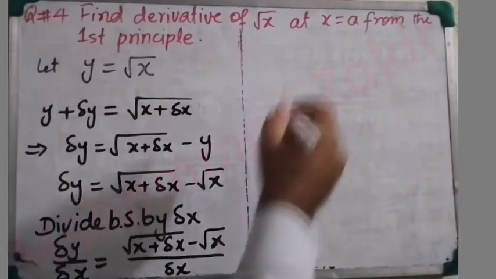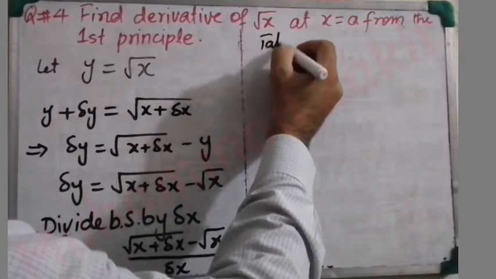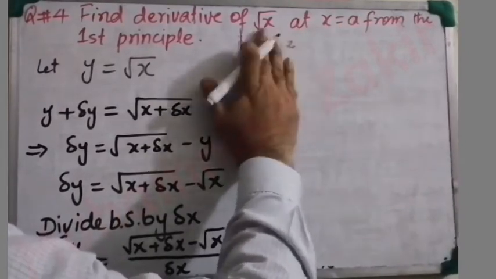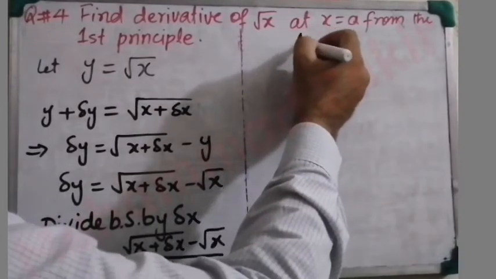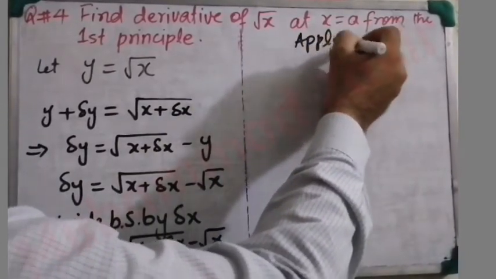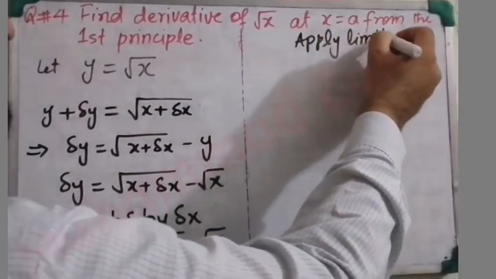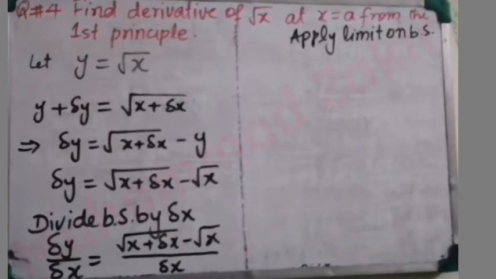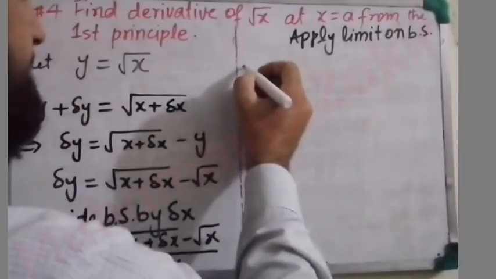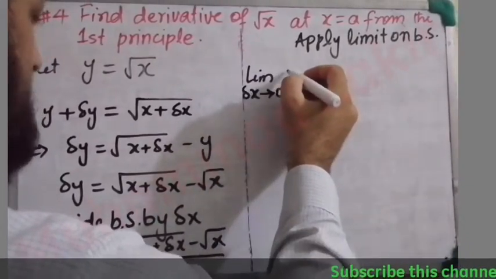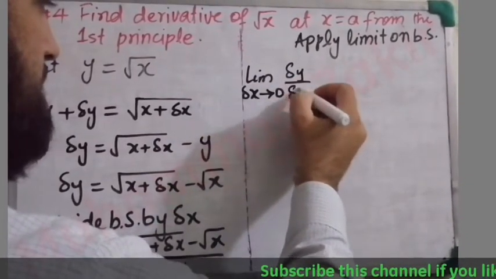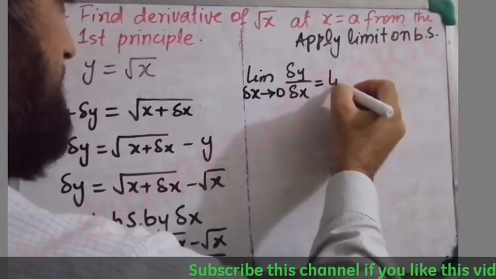This particular structure is called average rate of change. We have to transform it into instantaneous rate of change. For that, we will apply limit. Limit delta x approaches 0 is applied here. When we apply limit delta x approaches 0, it becomes instantaneous rate of change, which is called derivative. Limit delta x approaches 0, we write on left side, we write on right side.